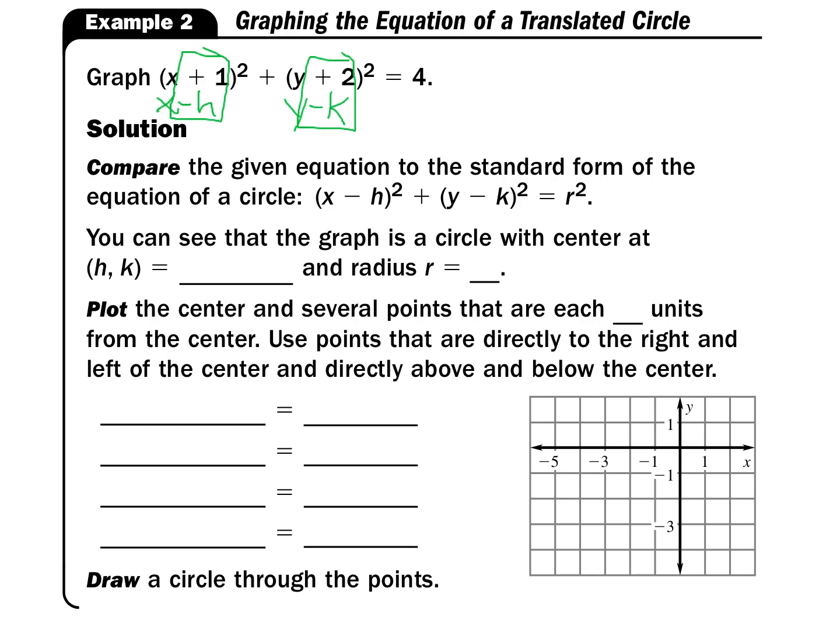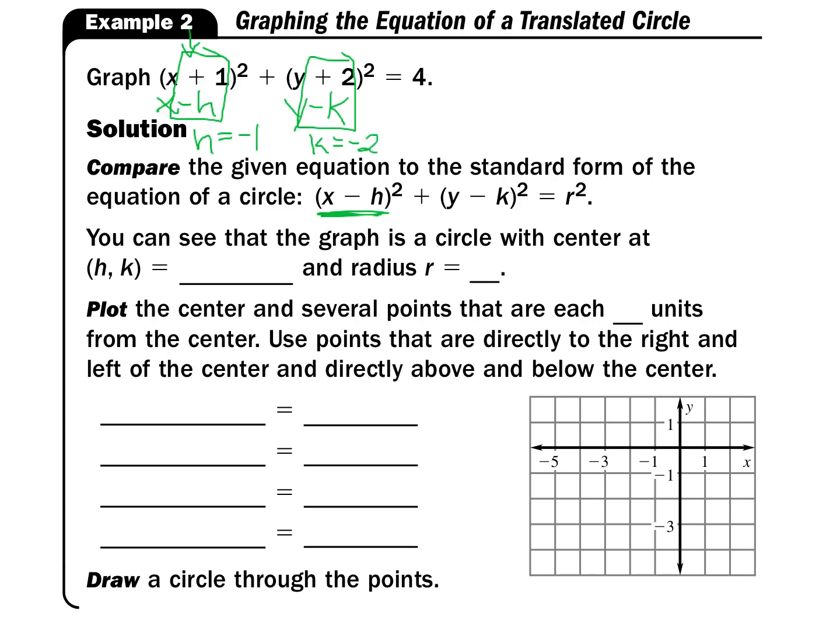And then we have y minus k, which means that negative k is equal to positive 2. Because the standard form is x minus h, it's always going to take the opposite sign of whatever is inside the parentheses. So if it says x plus 1, that means negative h is equal to 1, so h must be equal to negative 1. And because negative k is equal to 2, k is equal to negative 2.